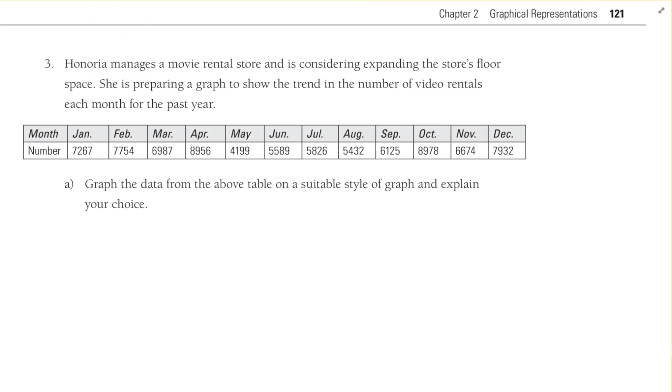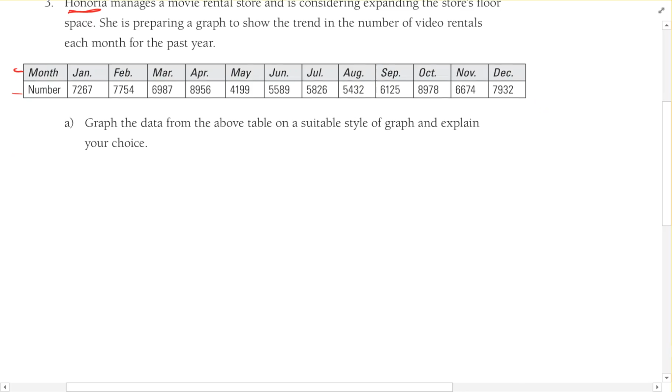Okay, 3. However you pronounce that, manages a movie rental store and is considering expanding the store's floor space. She is preparing a graph to show the trend in the number of video rentals each month for the past year. So we've got months across the top, and number across the bottom there in that table. Graph the data from the above table on a suitable style graph and explain your choice.